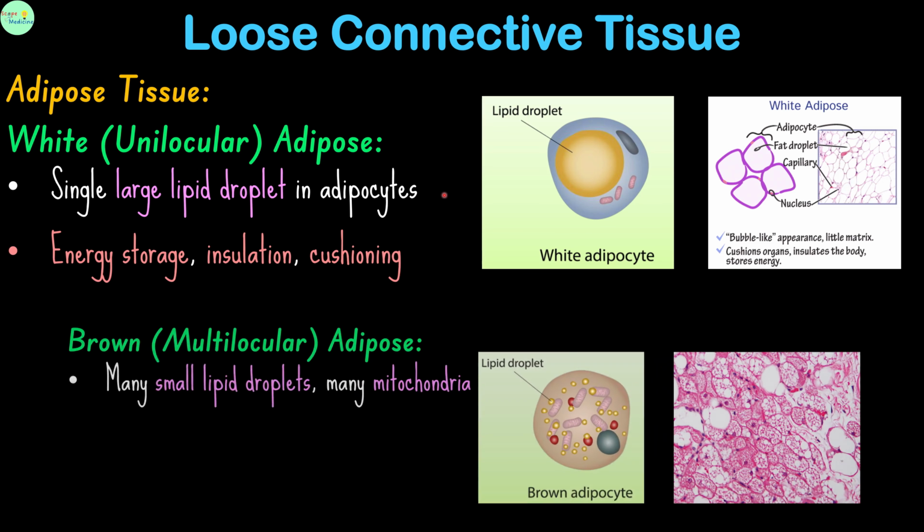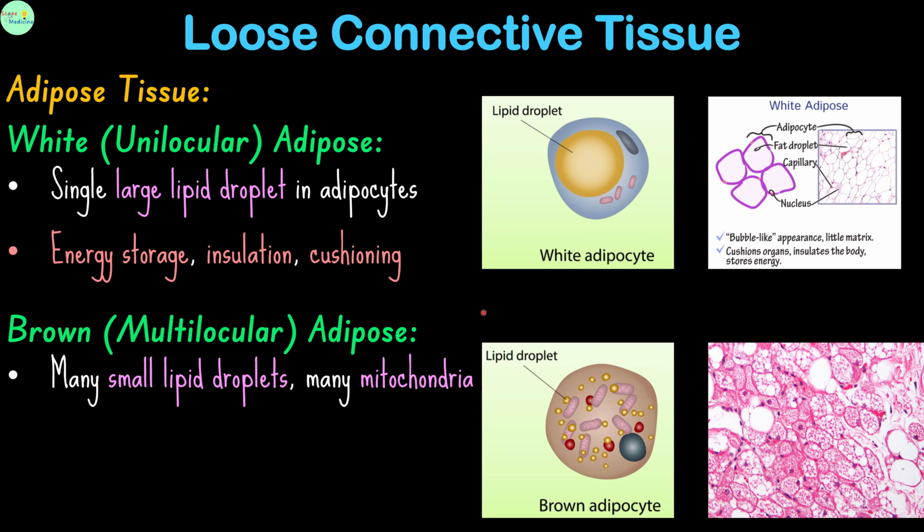Brown or multilocular adipose tissue contains adipocytes with many small lipid droplets distributed throughout the cytoplasm and numerous mitochondria that give the tissue its characteristic brown color. Its primary function is heat generation through a process called non-shivering thermogenesis, which is mediated by uncoupling protein 1 in the inner mitochondrial membrane that allows the dissipation of energy as heat rather than adenosine triphosphate production.